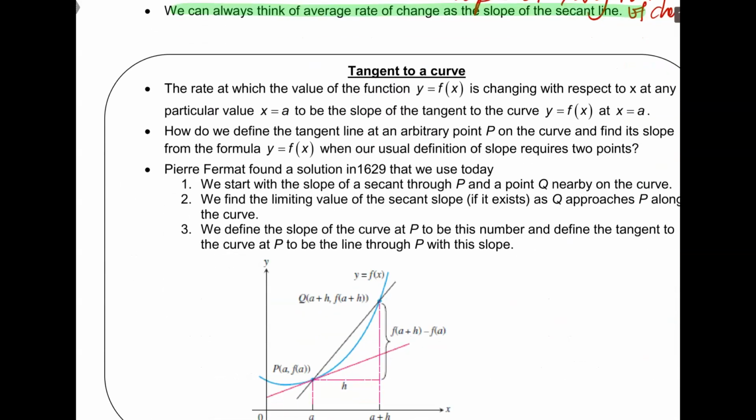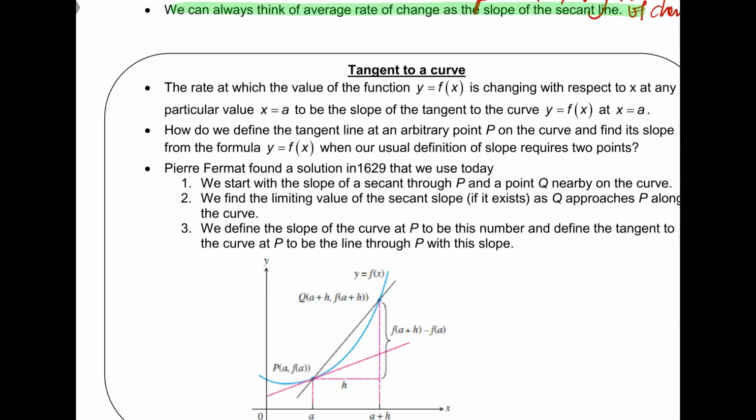Okay, so now let's talk about tangent to a curve. So the rate at which the value of a function is changing with respect to x at any particular value, x equals a, is the slope of the tangent of the curve, and so on. Okay, so what does this even mean?